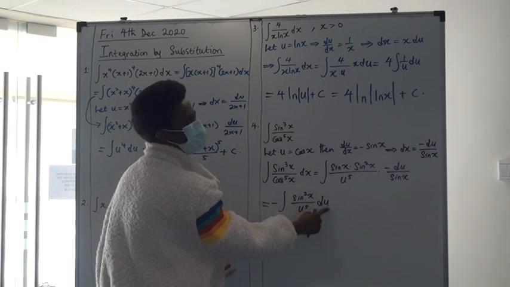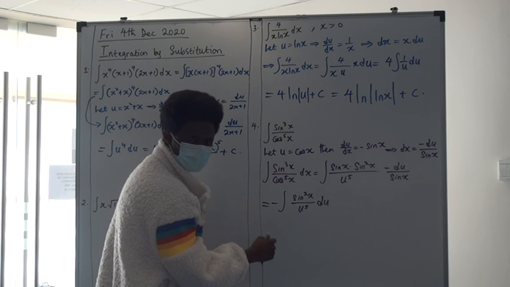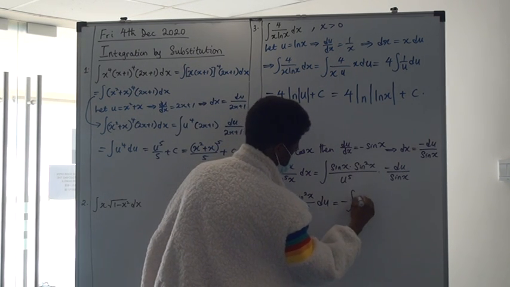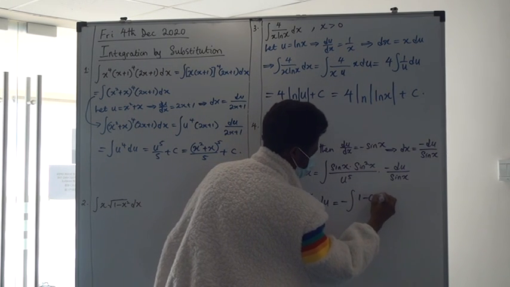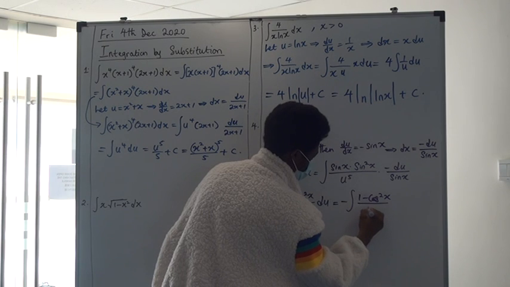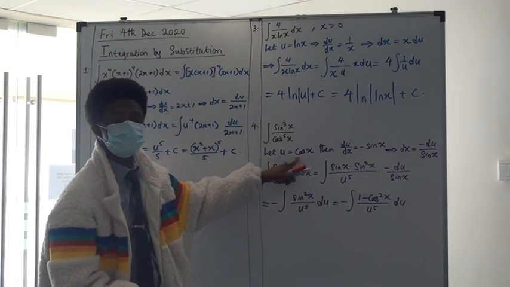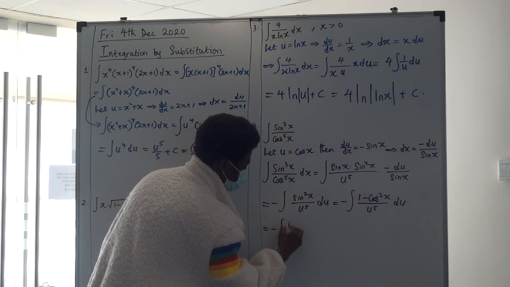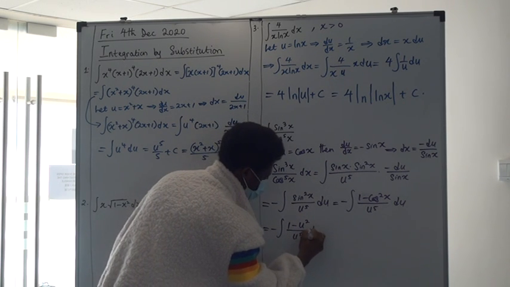And you can't say, oh, it's with respect to u, so this is a constant, it comes out. No, it's not a constant. It doesn't work that way. But this is negative, minus, no, 1 minus cos squared x, yes? Divided by u to the power 5 du, right? And your cos is u, which means you have minus 1 minus u squared over u to the power 5 du.